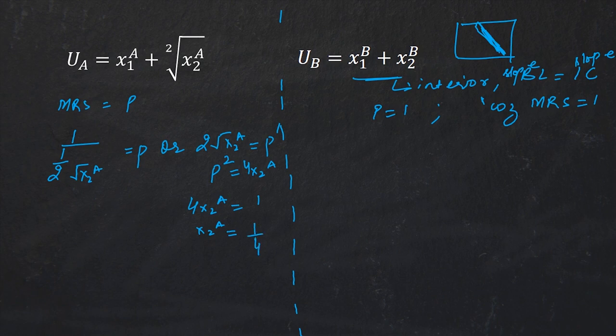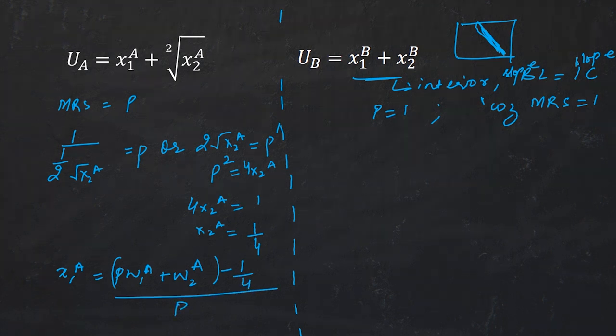Right? If x2a is equal to 1 by 4 and P is equal to 1, then x1a is easy enough to calculate. Right? What is x1a? x1a will be the total income, which is P omega 1a plus omega 2a. This is my total income, minus 1 by 4 upon P. Whatever P is, P we know is 1, but we don't know omega 1a and omega 2a. So we can actually leave the answer here in omega 1a and omega 2a.